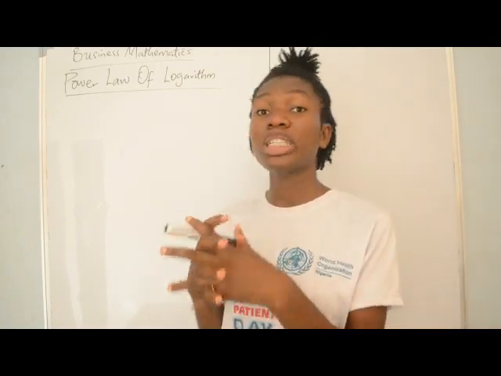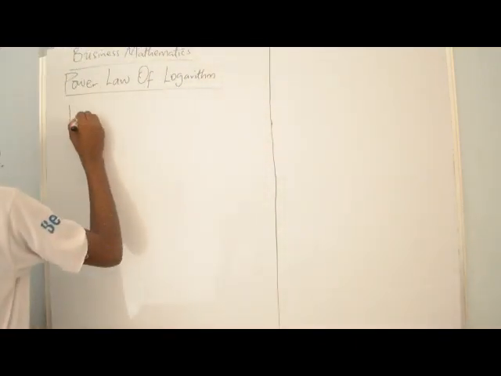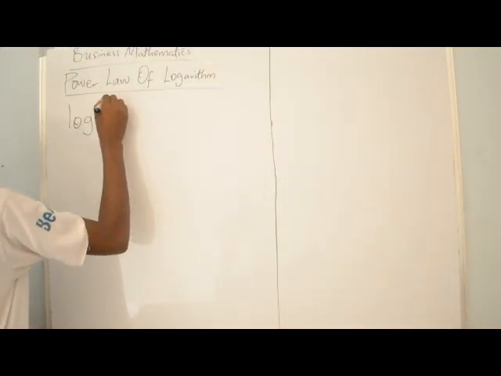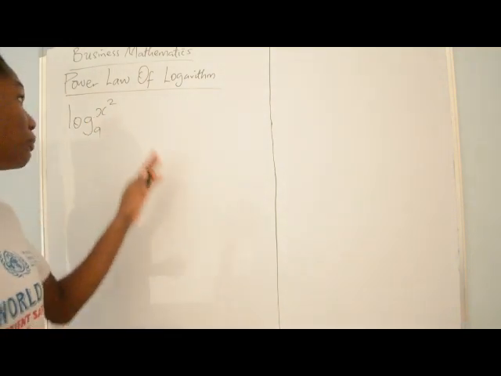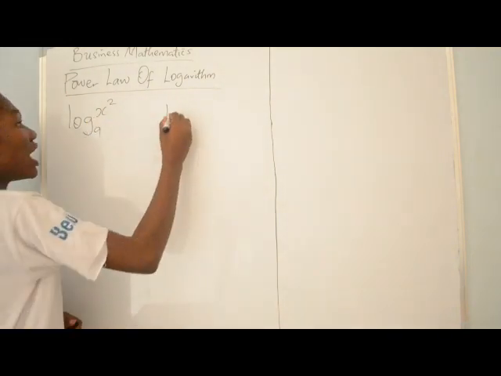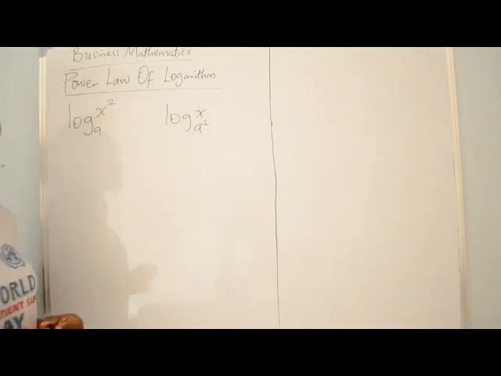The power law of logarithm is in two aspects, okay? When we have the power for the whole number, alright? And then we can also have the power for the base of the logarithm. And what I simply mean is this: the power for the whole number, we can have something like x squared base a, alright? Now the whole number is the one having the power. And sometimes we can also have log x base a squared. That is, the base is the one having the power.